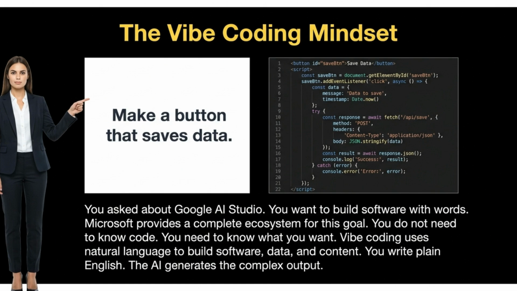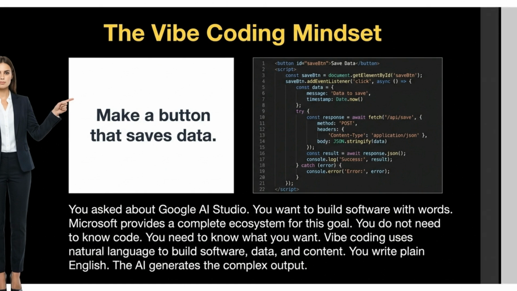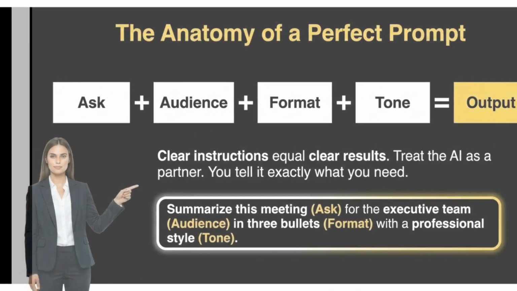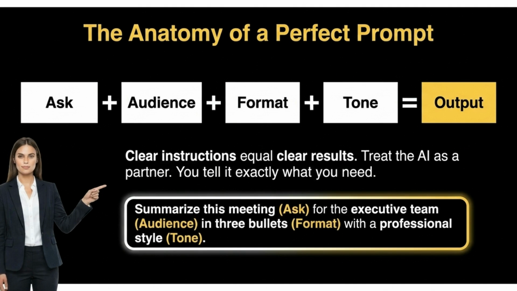Simply write what you want in natural language, and the AI will generate the complex output, effectively building software with words. This is your 30-day roadmap. It starts with the foundation, moves to content and communication, then data and logic, and finally, vibe coding software to complete your professional transformation. For clear results, treat the AI as a partner.